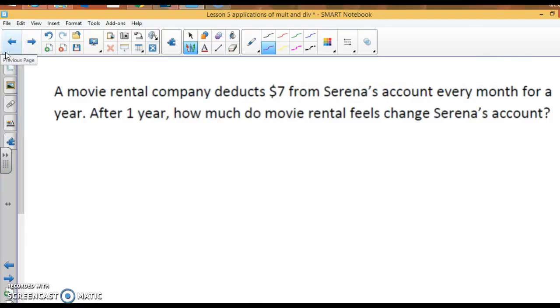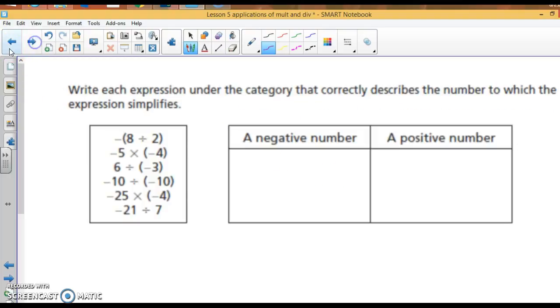A movie rental company deducts 12 from Serena's account for every month for a year. After 1 year, how much do the movie rental fees change Serena's account? So if she's getting it deducted means you're losing it. So taking out 7 minus deducting negative 84. They're deducting 84. That's what the negative means.